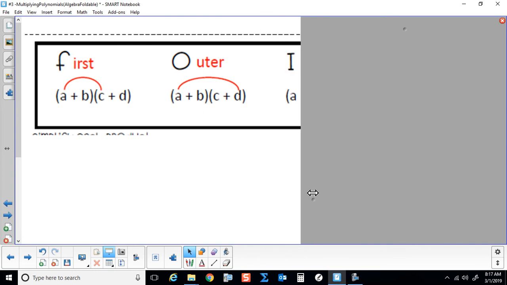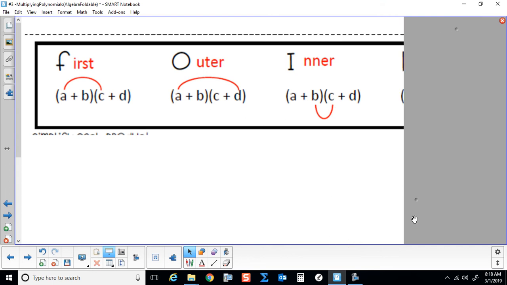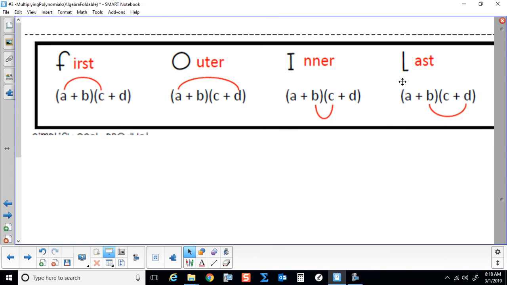The I stands for inner. So we're going to multiply the inner terms, B times C. And the L stands for last. We're going to multiply the last terms, B and D. So in essence, for the inner and last, we're distributing the B to the C and the D. So B times C and B times D. First, outer, inner, last. That's our method called FOIL.